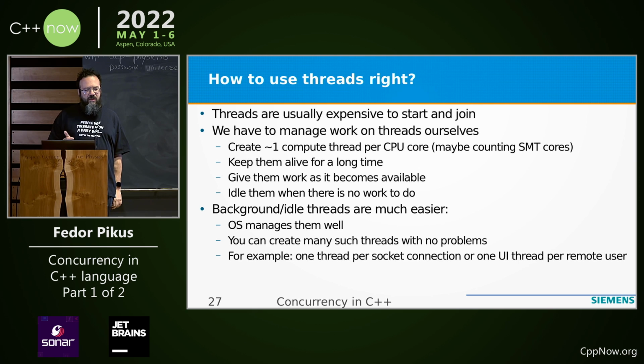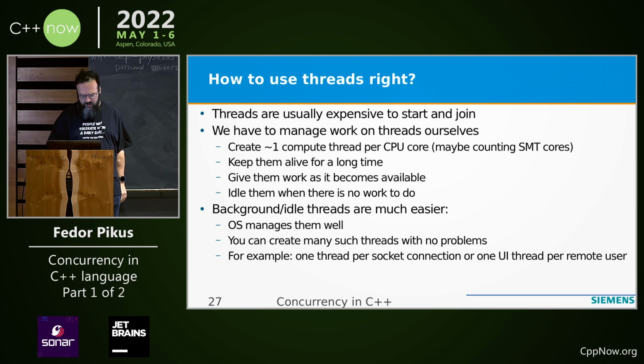So for example, in our distributed software system, we talk through sockets to every remote machine, and we can run on 20,000 of those. We use one thread per socket, so we would fire up 20,000 threads just to manage the sockets, no problem. They're mostly asleep. They wake up when there is something to do with the socket. So background threads are easier. Computing threads, you want to manage them yourself.